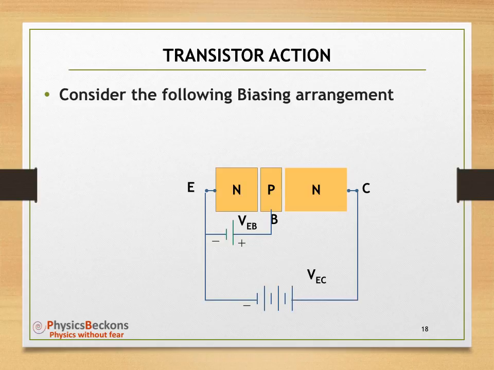Likewise, we have the potential VEC, the potential difference across emitter collector. This is a circuit in which emitter is common and is connected to both base and collector. We call it a common emitter type of connection in the transistor, or the transistor is in common emitter mode. Let's see how the transistor will behave with such type of biasing arrangement. The arrangement is shown in the next slide again.